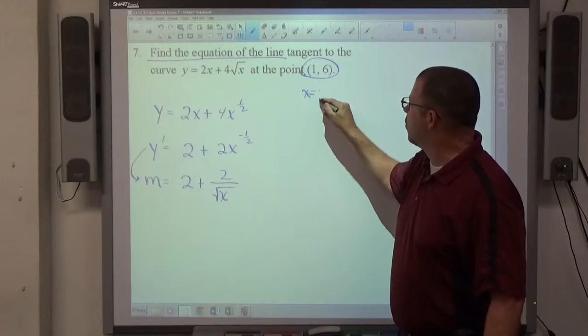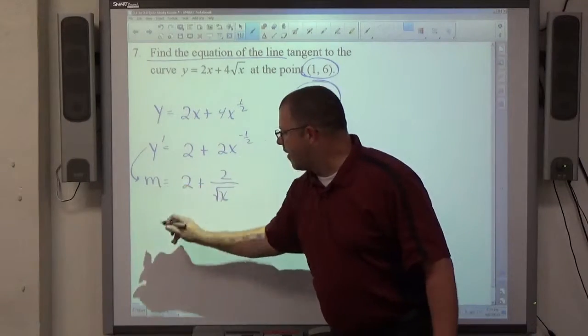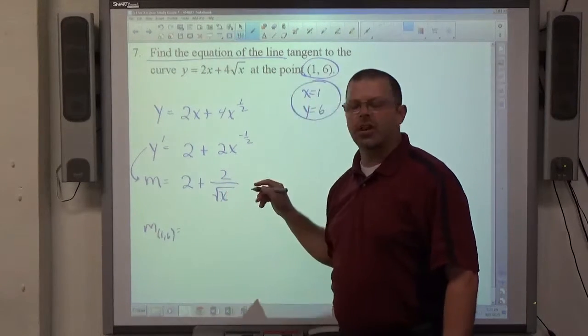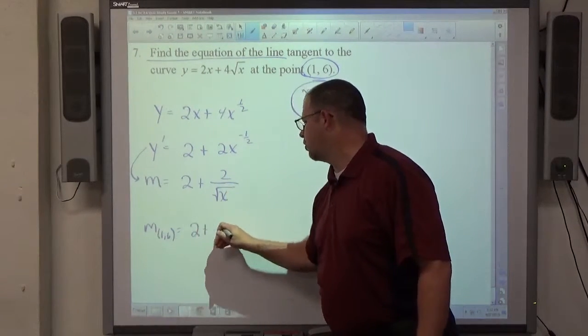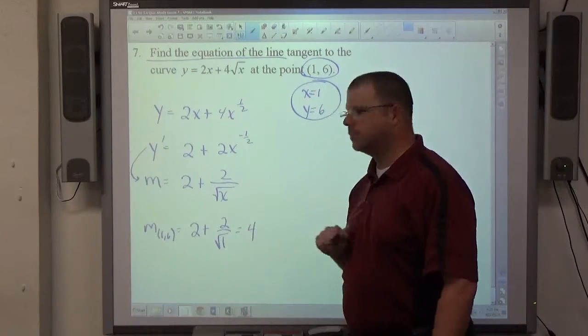The point of interest here, the point of tangency, is 1, 6. That's x equals 1, y equals 6 is our point of tangency. So to find the slope at that point, I'm just going to change the x into a 1. So I get 2 plus 2 over the square root of 1. That's just 2 plus 2, which is 4.